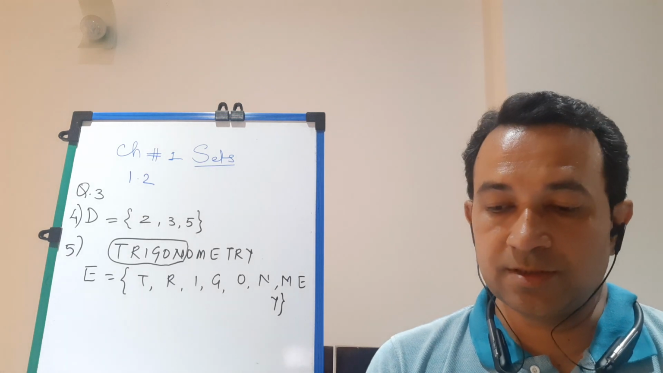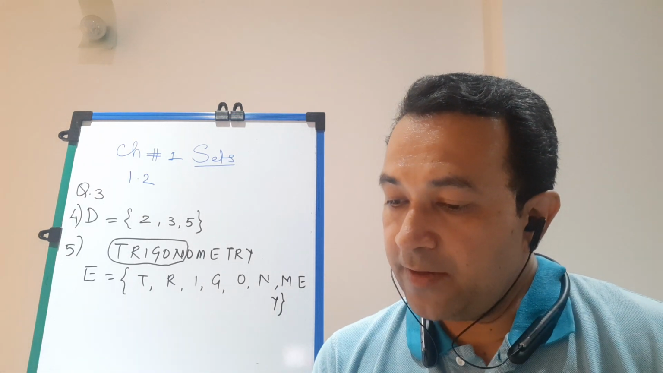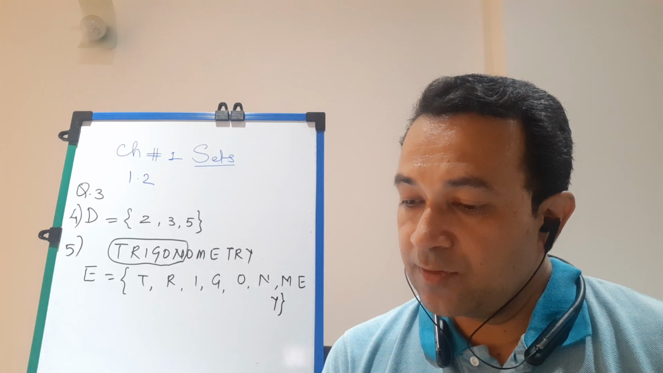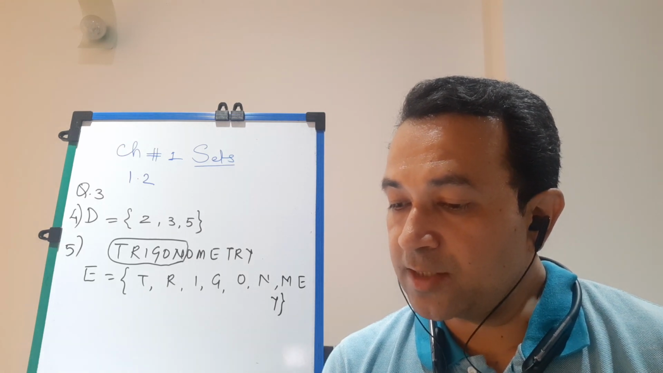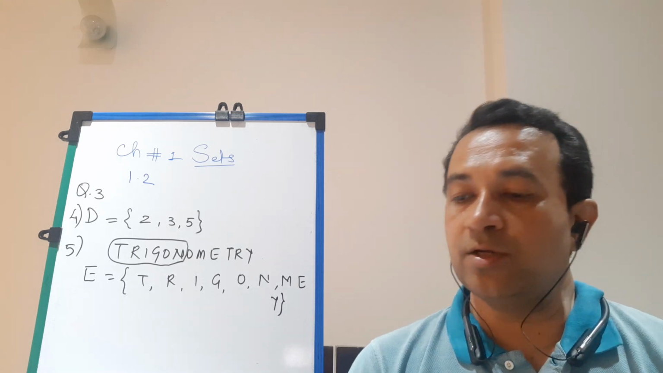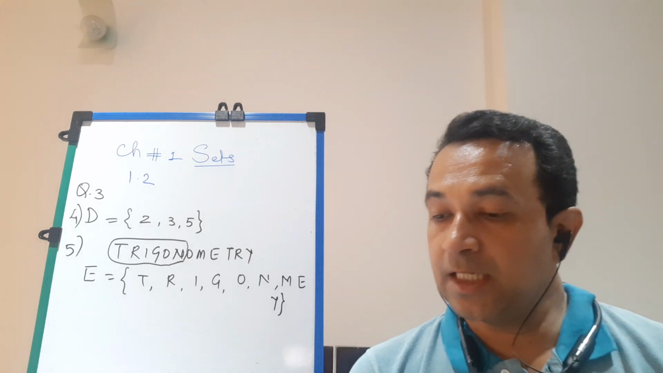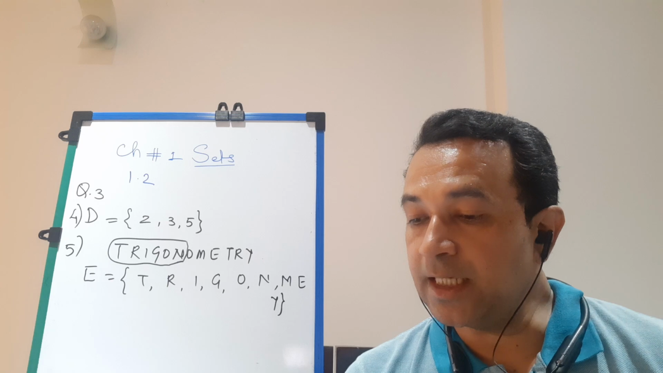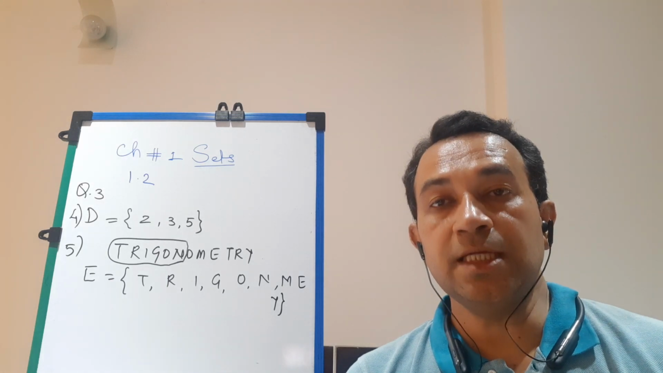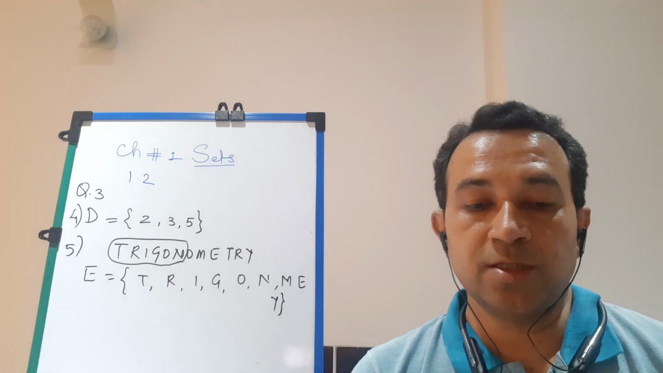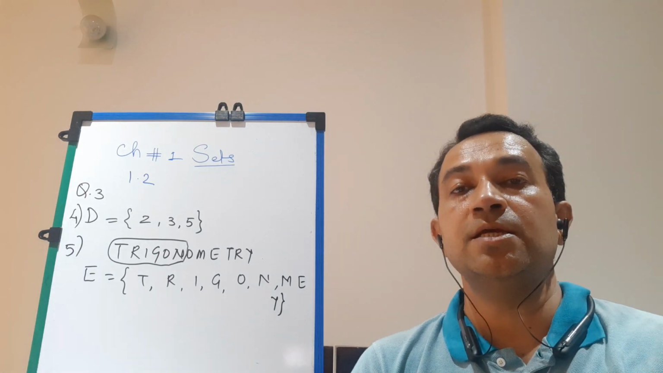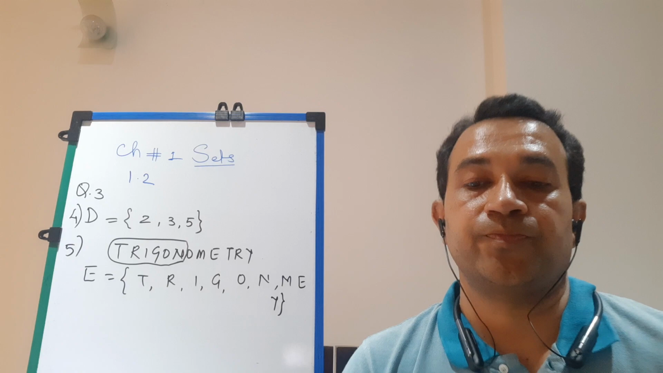Clear, students? Then F is equal to the set of the letters of the word better. Now this you can do orally. It is what? B, E, T and R. T is repeated twice, E is repeated twice, so the answer is B, E, T, R.